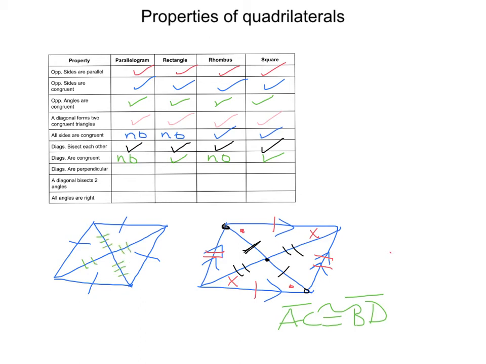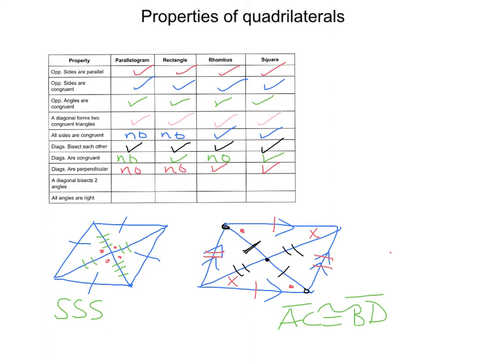So all four of those triangles are congruent by side, side, side, which means that these four angles right here all have to be congruent, right? And if we have two lines intersecting with four congruent angles, they're going to have to be 90 degrees. So diagonals are in fact perpendicular for a rhombus, and so a square, right? Not true here. Okay. Do the diagonals bisect two angles?